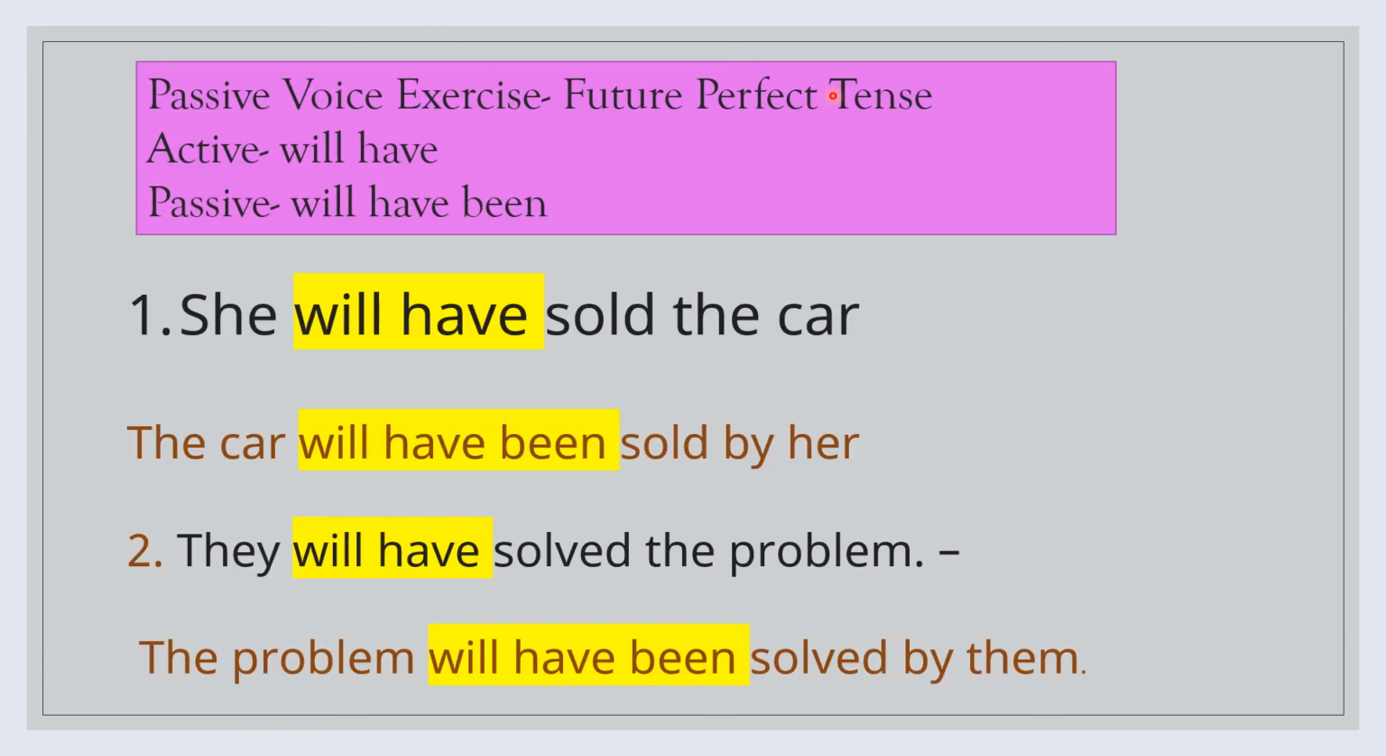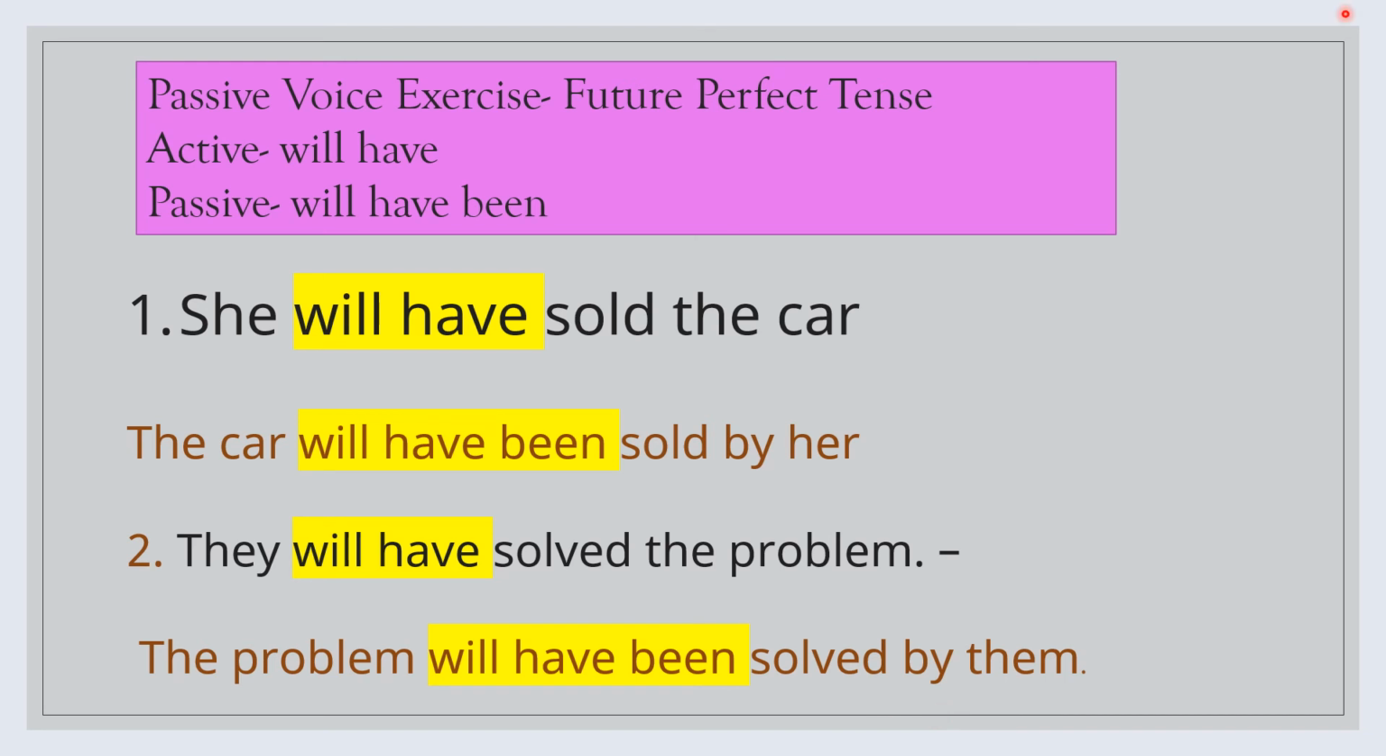Future perfect tense. What do we use in active? Will have. Passive, will have been. Okay. Example: she will have sold the car. Answer: the car will have been sold by her. You just remember the kind of formulas that I've mentioned. What do you use in active and what do you use in passive in which particular tense? So this way you will be able to remember. Second, they will have solved the problem. The problem will have been solved by them.